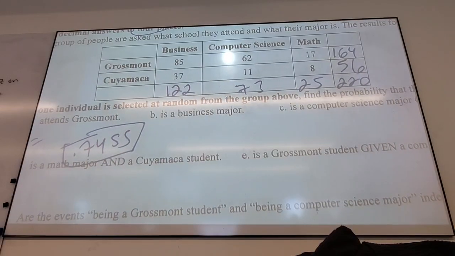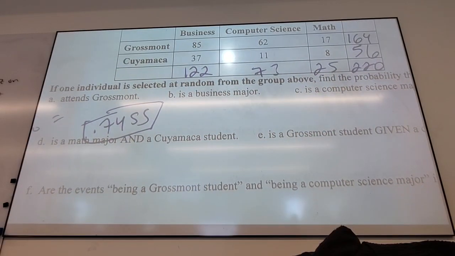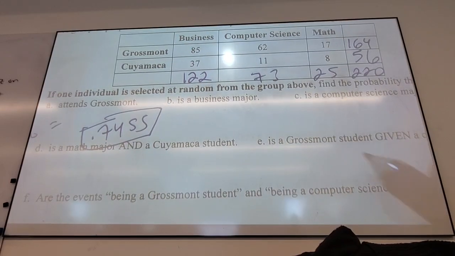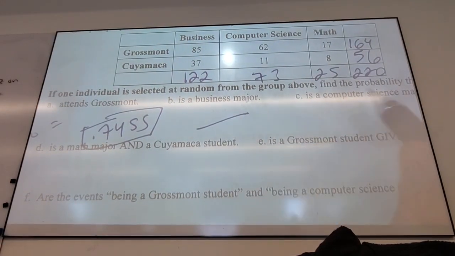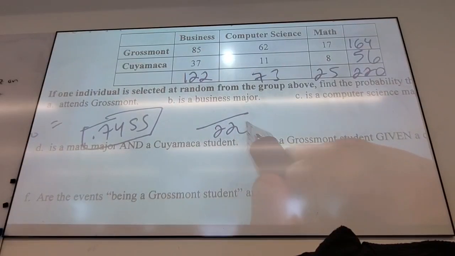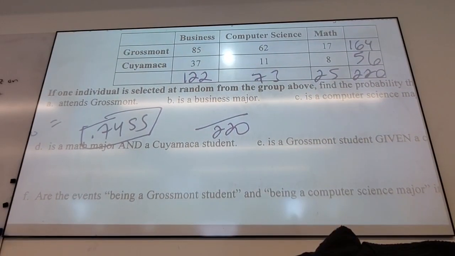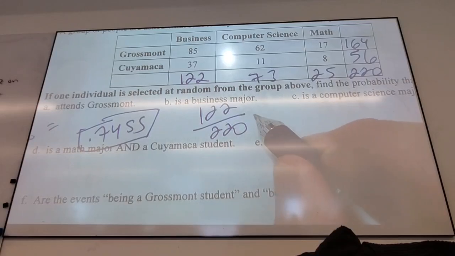Now we reset, right? B is its own question. Business majors. How many people am I talking about total that I could have picked? 220. Out of those, how many match what I'm looking for? 122. What's 122 divided by 220?